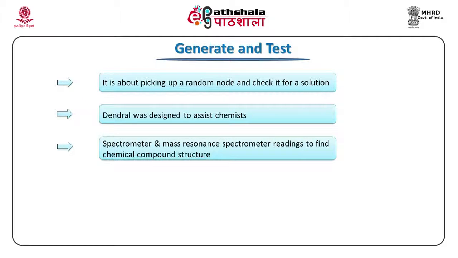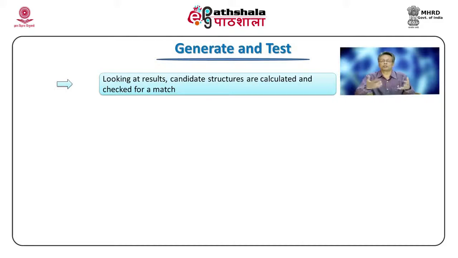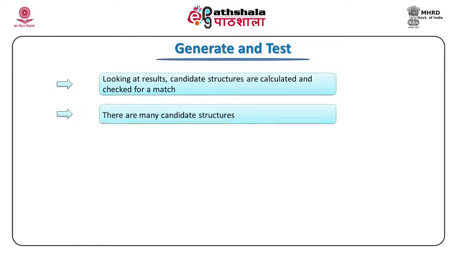These two things come in as input to Dendral, and what Dendral does, it looks at the input and tries to figure out the chemical compound structure. Looking at the results, the candidate structures are calculated and checked for a match. Okay. What are the possible candidates, it will just look at them and check them, which matches. The output of Dendral is a small set of states which match, and there are many candidate structures. In some cases it goes beyond a million.